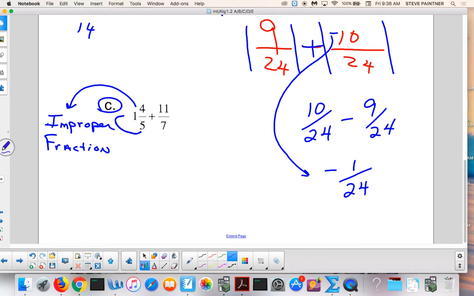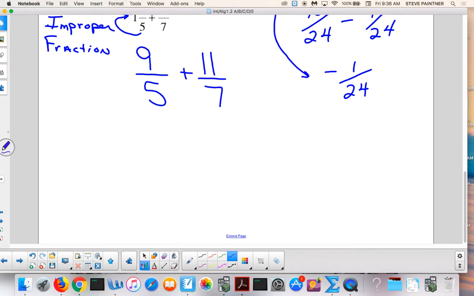5 times 1, that's 5. 5, what do we do? Plus 4. So what's that? 9 fifths. Are you okay with what I did? That's 9 fifths. Plus, what? 11 sevenths. Got it. So now I changed it to improper plus improper. And by the way, I have a positive plus a positive.